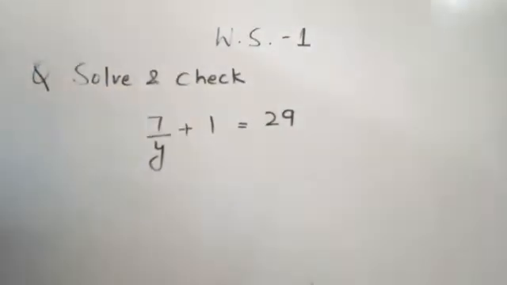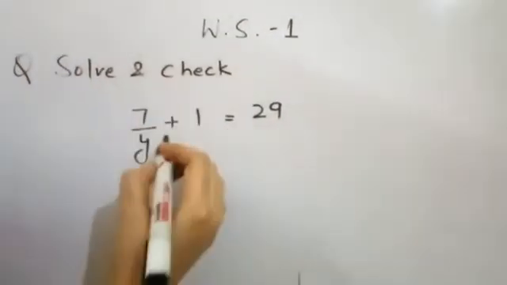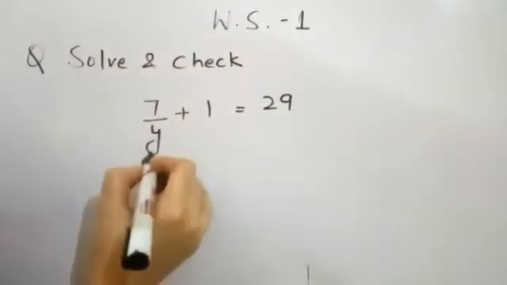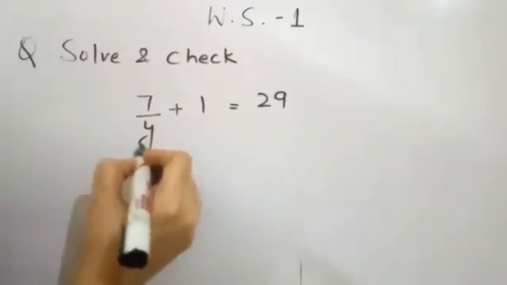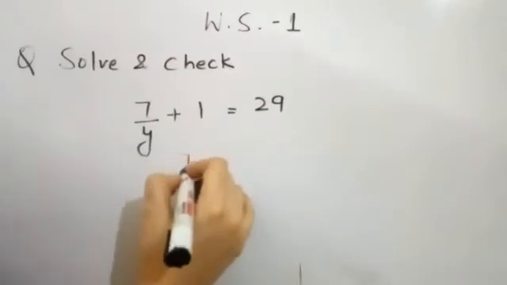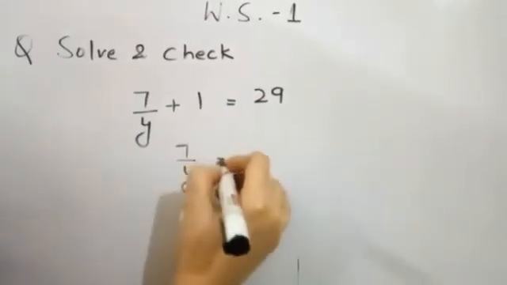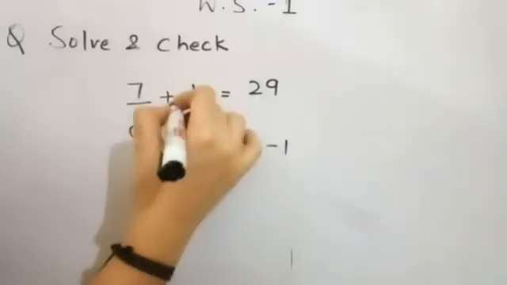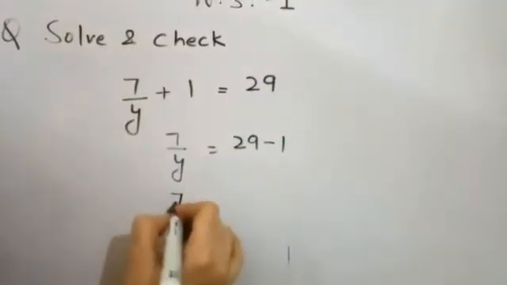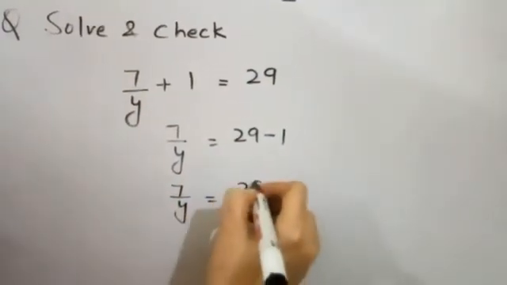Now moving to the next question, solve and check. Now the variable here is 7 by y, and we have to find the value of this y. So we have to take the constant to the other side of the equation. So 21 minus 9 plus 1 will go for subtraction. 7 upon y is equal to 28.